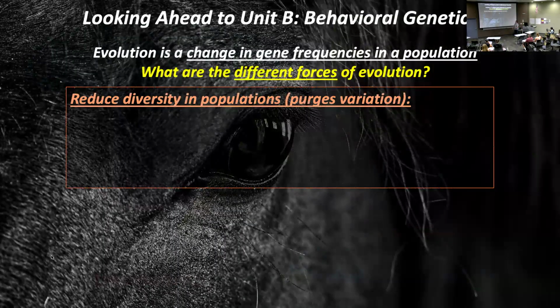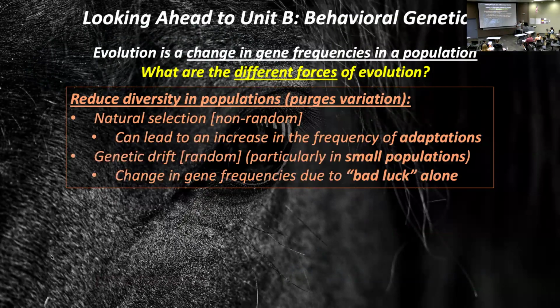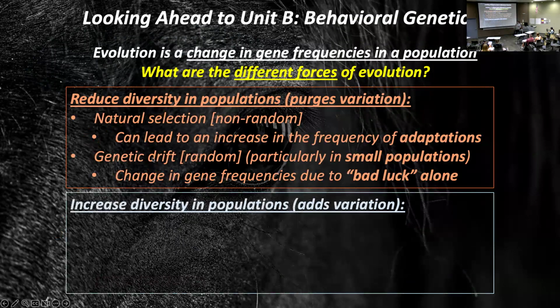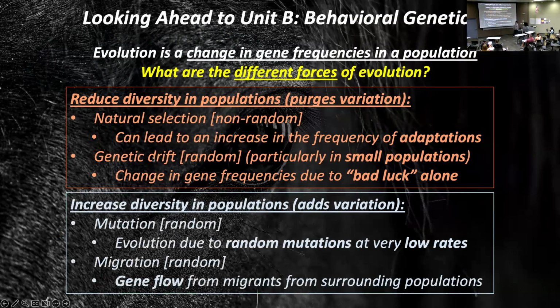And then this is sort of just mentioning again these forces: natural selection and genetic drift reducing diversity, and then mutation and migration increasing diversity. So any questions about Unit A or Unit B? I'm sorry, this is all Unit A. Any questions about Unit A? The foundations of basic animal behavior and Tinbergen's 4. Tinbergen's 4 is super important.